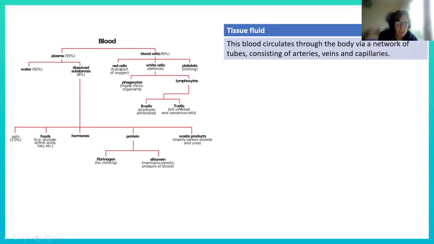Last session, we talked about some T cells. We haven't talked about the B cells yet, but we will. So that's the blood cells, but there's so much stuff going on with this plasma.